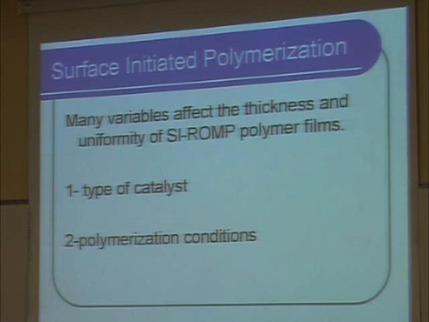Now, there were many variables that affect the thickness and the uniformity of the polymer film. Number 1, the type of the catalyst. They noticed that the films produced by catalyst number 2 were far more active than ones produced by catalyst 1. Secondly, and more important, are polymerization conditions. They noticed that polymerization conducted above room temperature and for periods greater than 1 hour resulted in a great decrease in film thickness due to secondary metathesis reactions, which are chain reactions occurring on the growing polymer chain and eliminating them.